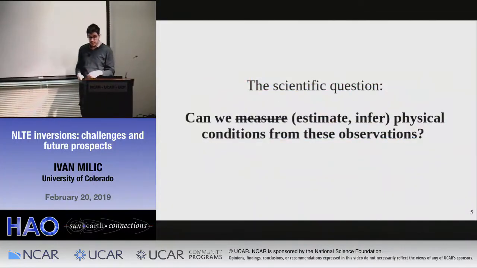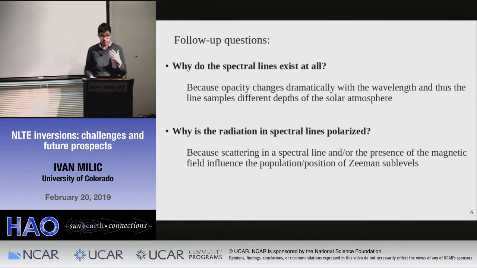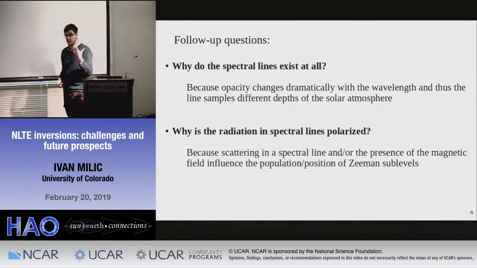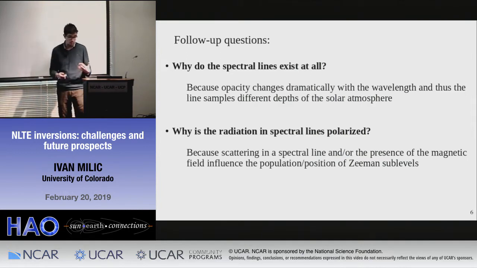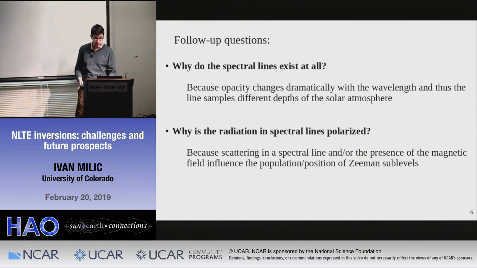So now I want to spend some time talking about how we can actually infer the physical quantities from here. And for that, we need to answer two questions. One question is, how are the spectral lines formed and what they actually are? And the second question is, why are the spectral lines sensitive to the magnetic field? Or why is the radiation in spectral lines polarized?